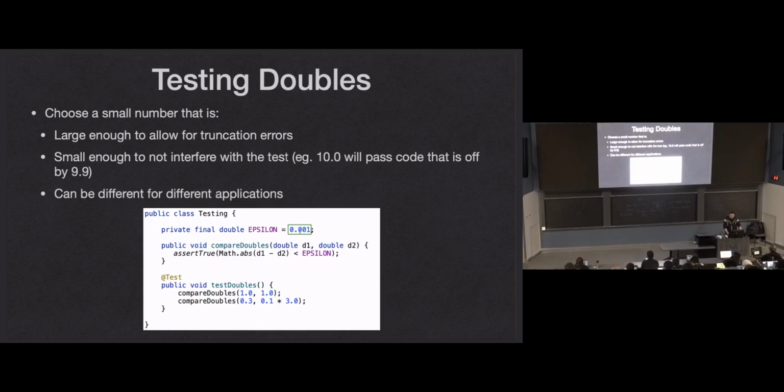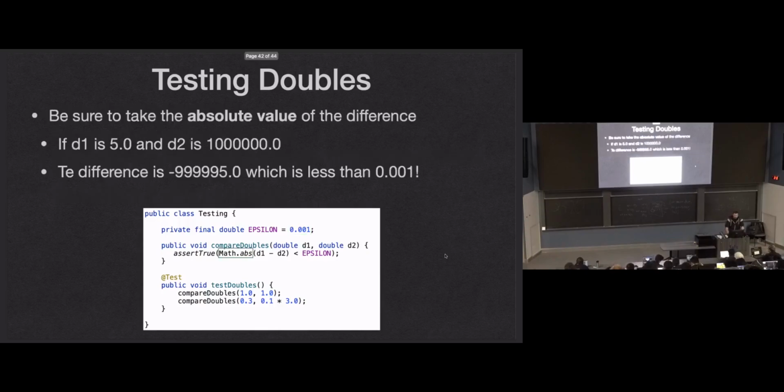But just think about what your epsilon can be. And if you're writing production code that deals with money, there's a lot of other things you need to worry about besides your epsilon, like not using doubles at all. But anyway, your choice of epsilon is important. Make sure it's not too big, not too small. Make sure it's just right.